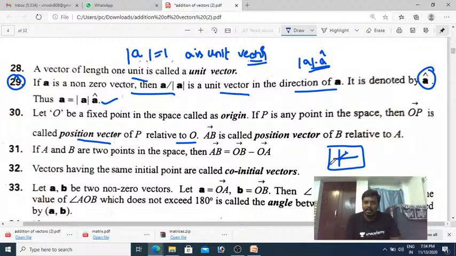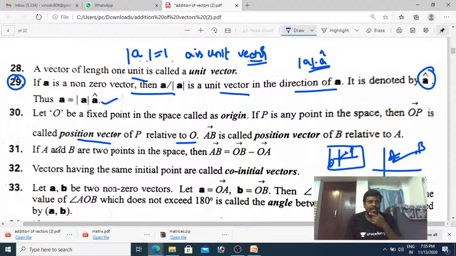If this is O and this is P, then OP bar is called the position vector. O is the reference point, we say relative to O, position vector of P. AB bar is called the position vector of B relative to A. Suppose this is A, this is B. AB bar is nothing but the position vector relative to A.